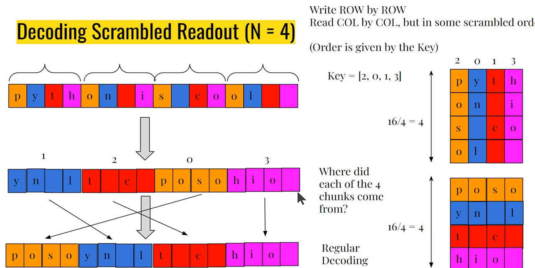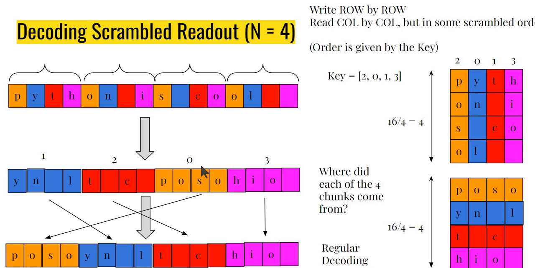Well, it turns out that this is a very interesting exercise. In fact, we do this in two steps. What we do is first ask ourselves a question. Yes, we are getting 4 chunks of data here because n was 4. Where did these chunks come from? Essentially, I am asking which column this was in the original grid.